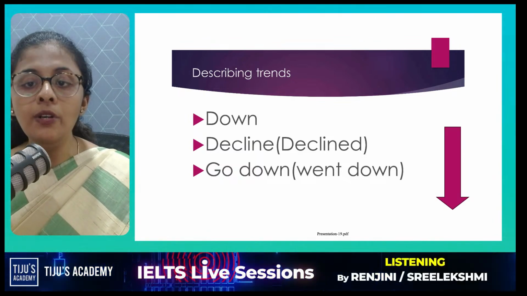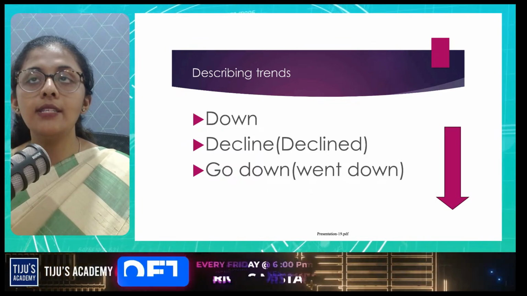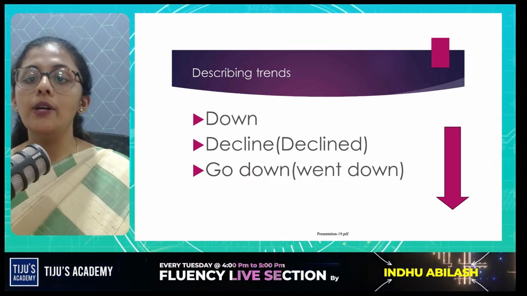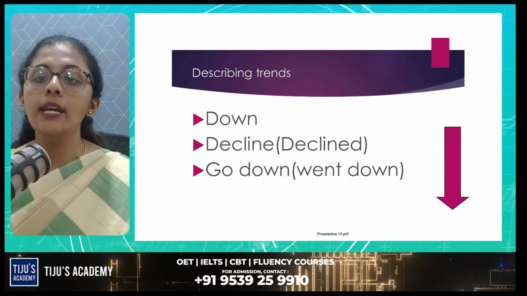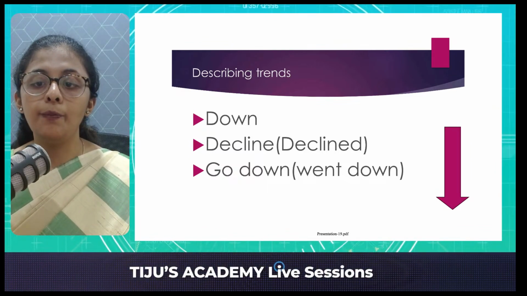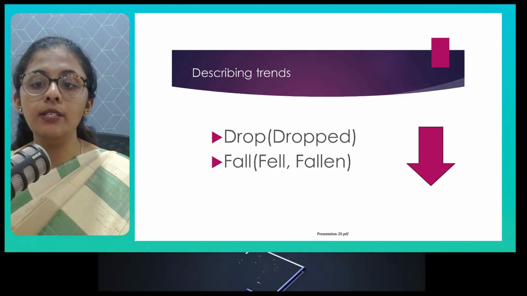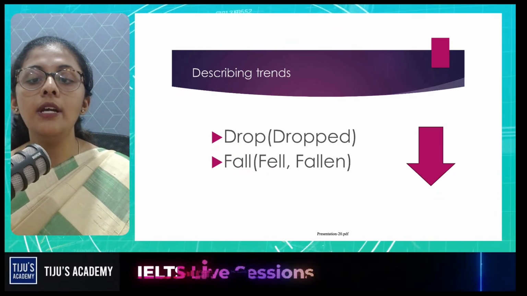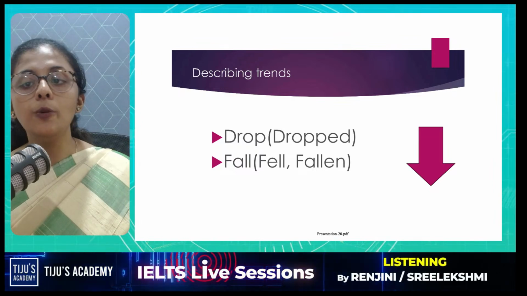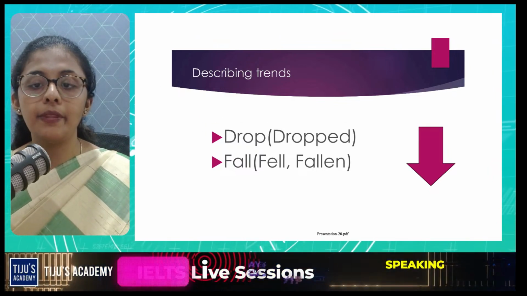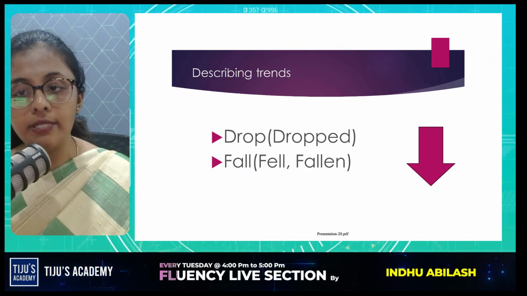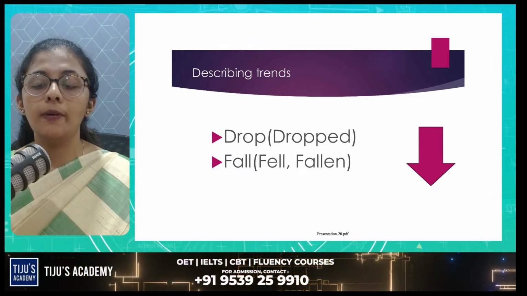So first word is down. Then next is decline. Every time you're not going to repeat, there was a decline in 2015 and in 2016 also there was a decline. The first time if you write decline, then next time when you write a sentence, it should be went down. So please remember these words. Next is drop. There was a drop of 20%, or it dropped to 2%. So this is how you have to use. Next word is fall. There was a fall, or it fell to 1%, or it fell to 60%.